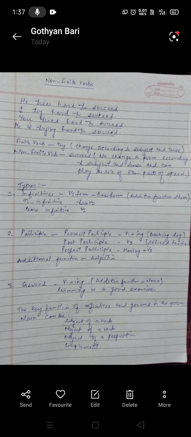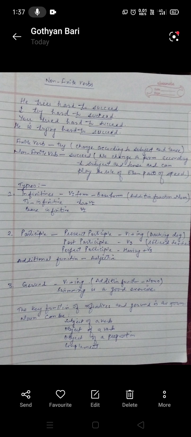Okay, friends. The next type, or the second type of non-finite verbs, is participle. We have three participles in the English language: present participle, past participle, and perfect participle. Participles are verbs that can function as an adjective.